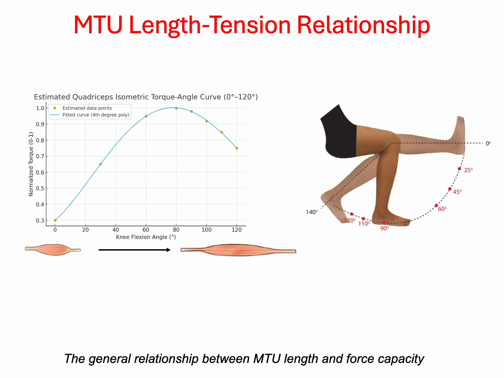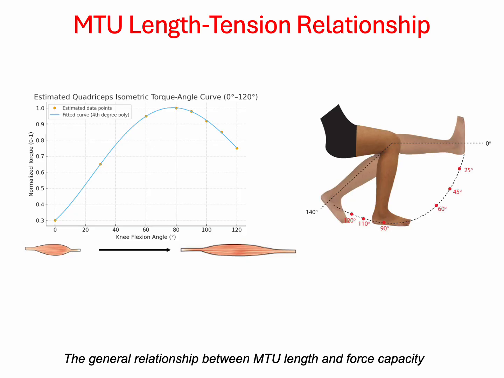This is referred to as the ascending limb of the length-tension relationship because as you increase knee flexion angle, the force capability is ascending. This is referred to as the plateau region: there is a knee angle that corresponds with peak force or torque production, and that happens to be around 60 to 80 degrees of knee flexion. Then if you go deeper than that, elongating the MTUs further, we start to transition into the descending limb of this relationship.